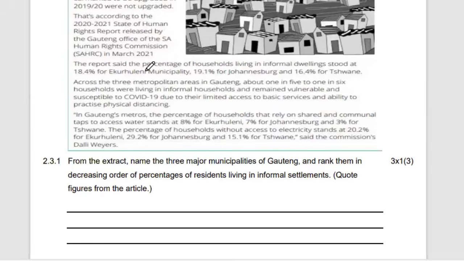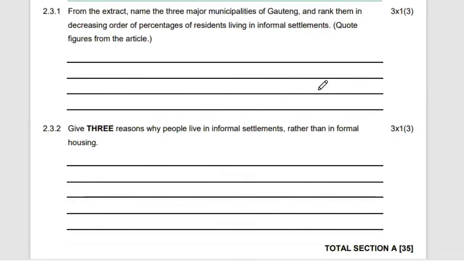Right. The report said the percentage of households living in informal dwellings stood at 18.4 for Ekurhuleni, 19.1 for Johannesburg, and 16.4 for Tshwane. So these are our three municipalities. So we need to rank them in decreasing order. We're saying we start with the one with the highest. So the one with the highest is Joburg.